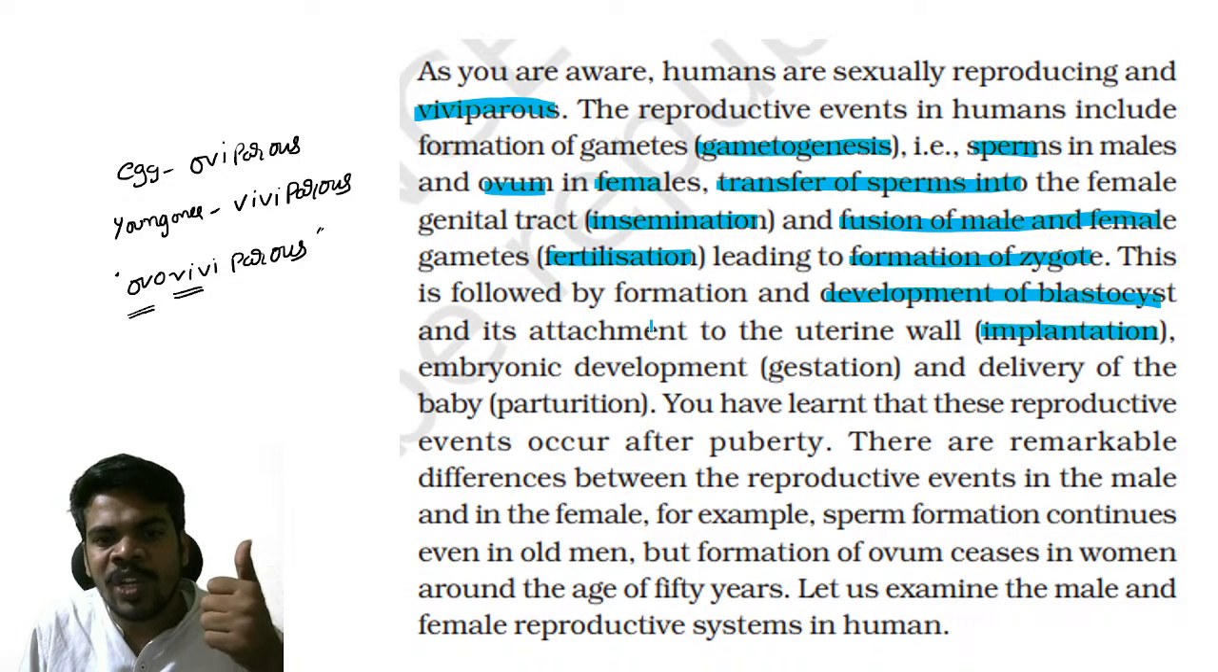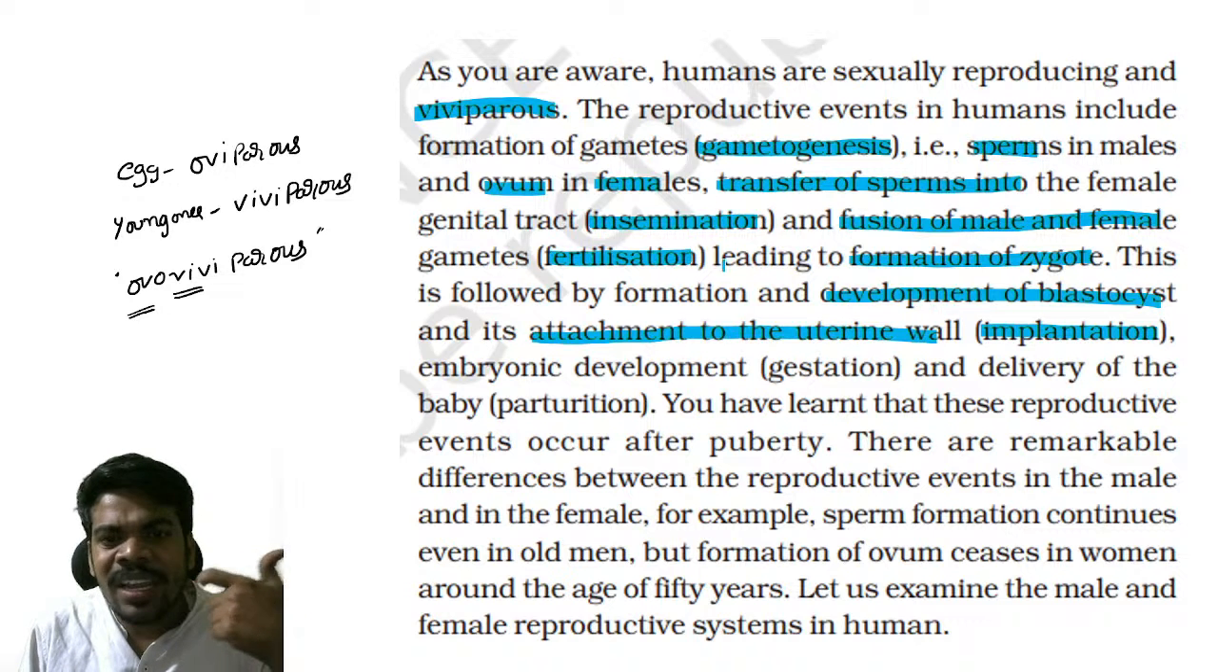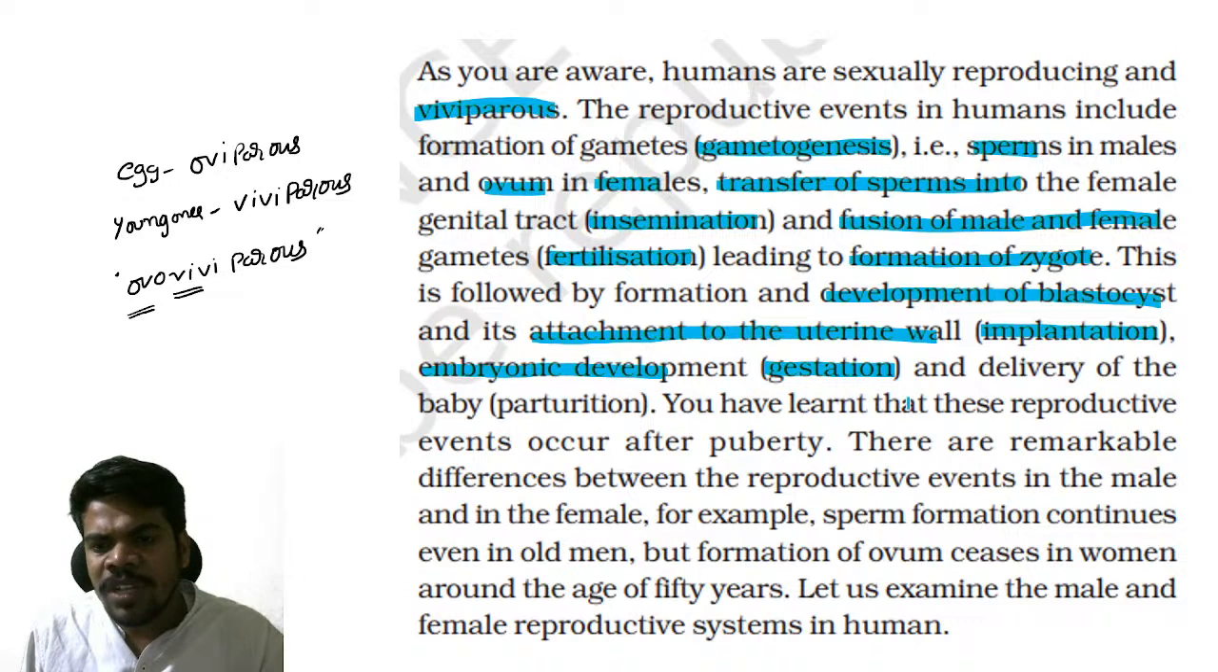What is implantation? Attachment of the blastocyst to the uterine wall. Fertilization, fusion of male and female gametes. Insemination, transfer of sperms. Gametogenesis, formation of gametes. And embryonic development, the gestation period, a 9 months period.